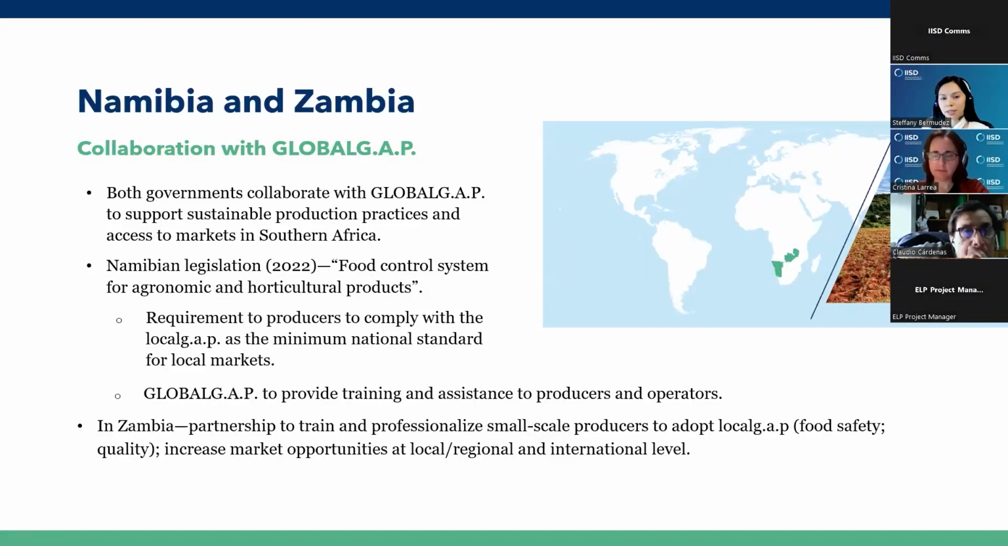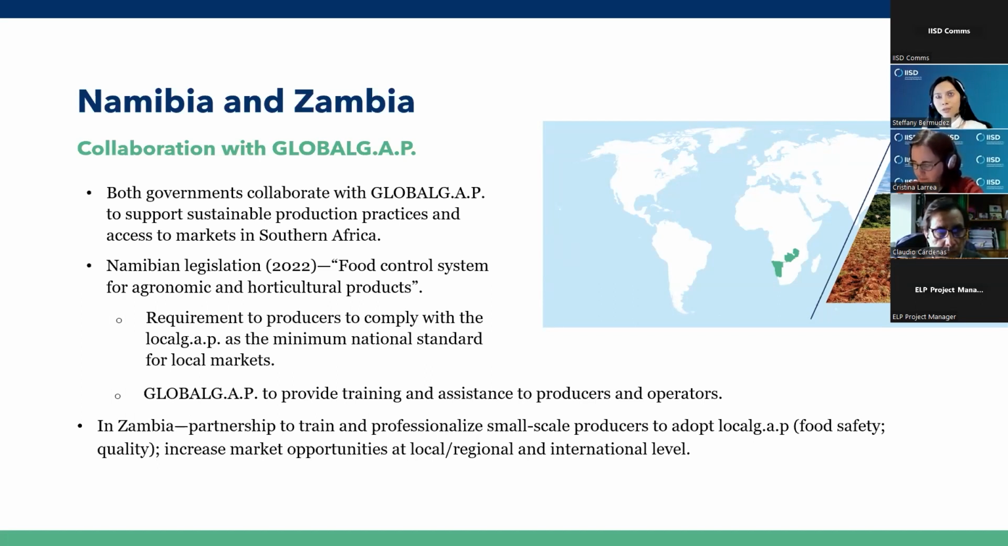And the local GAP standard is an adapted version of the international standard that is more accessible to farmers and is adapted to local conditions. So this will be the minimum national standard for local products that are for sale in Namibia and other neighboring markets. And in exchange, GlobalGAP will provide training and assistance to Namibian producers and operators. And in Zambia, the government is also working with GlobalGAP to train small-scale producers of fruits, vegetables, aquaculture, and rice, particularly on safety and quality.